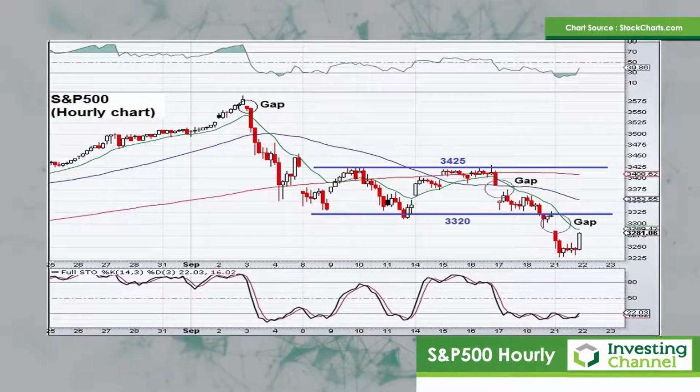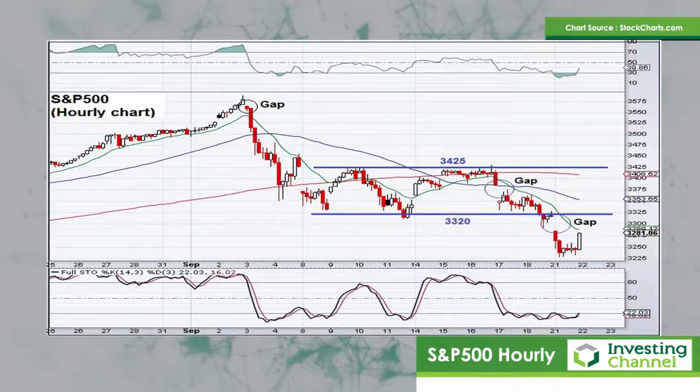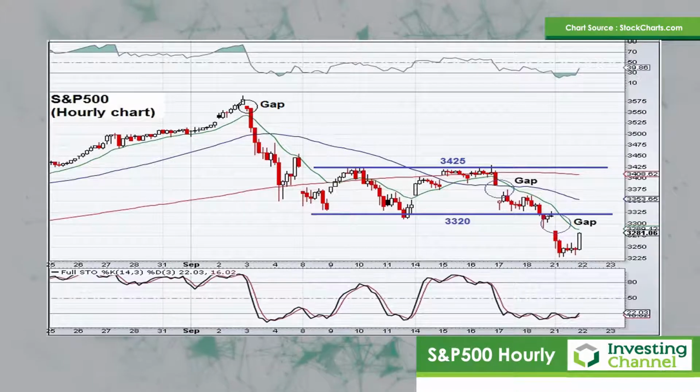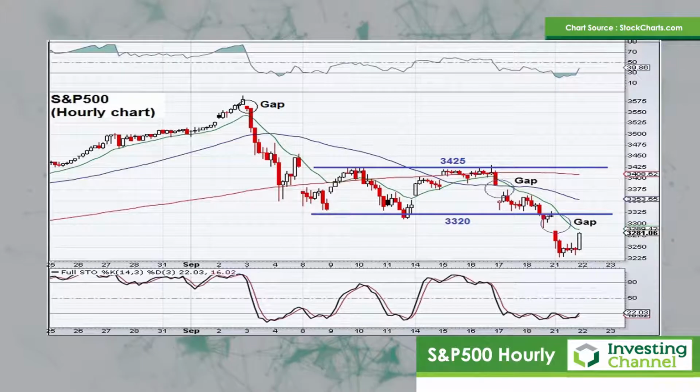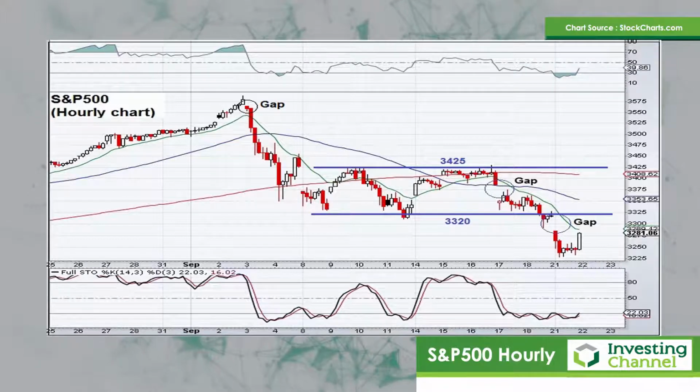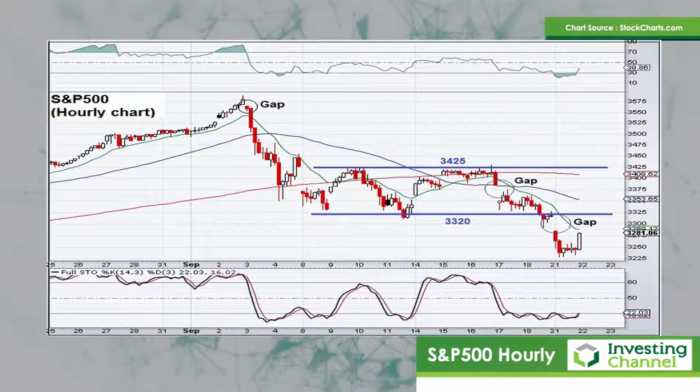If we move on now to the hourly chart of the S&P 500, here you can see the recent trading activity more clearly. So there's been a sideways range between 33.20 and 34.25 over the last couple of weeks. And you can see recently this week, the price has broken down below the bottom of that trading range with a big gap to the downside yesterday.